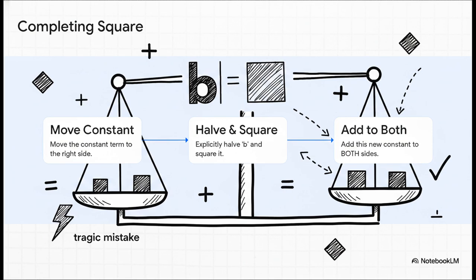You're essentially forcing a quadratic equation into a perfect square trinomial format. Step 1, move the constant term to the right side. Step 2, explicitly half the b term and square it. And step 3, add this new constant to both sides. That last part is critical.